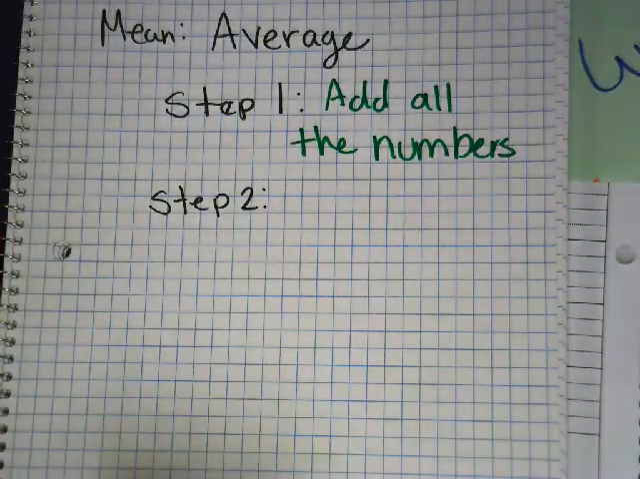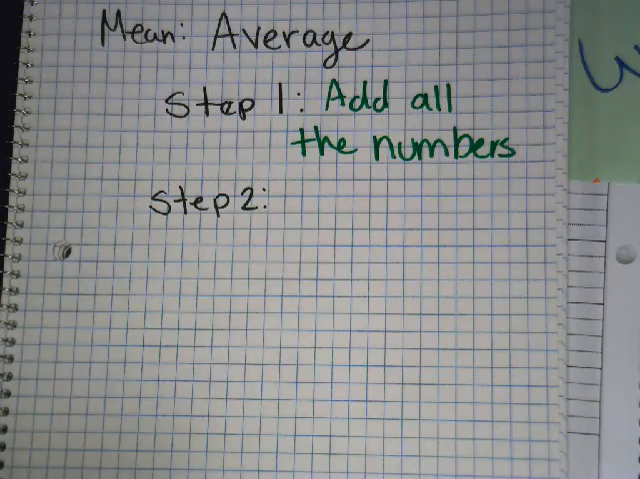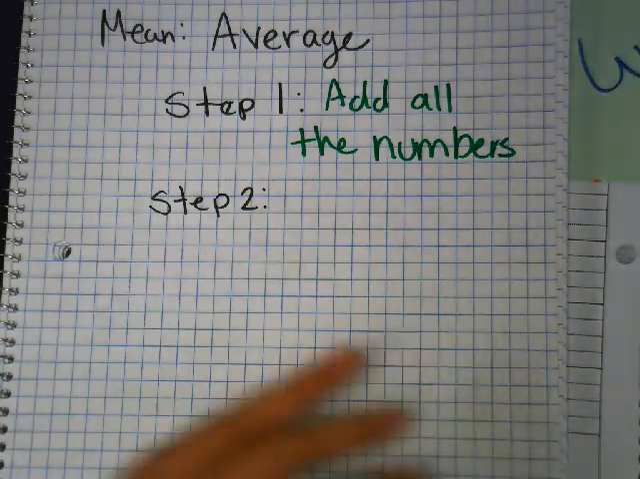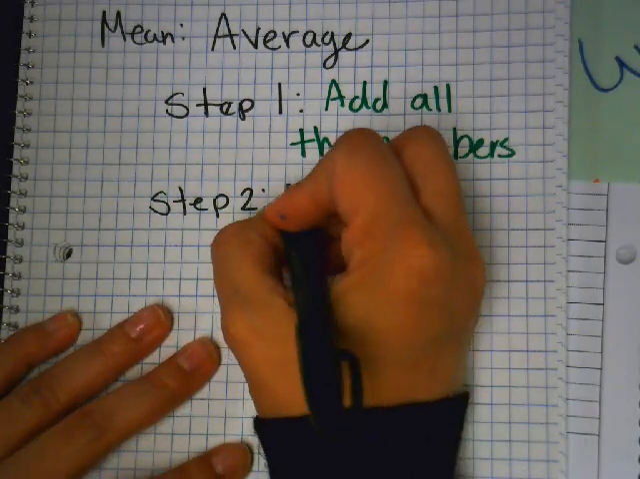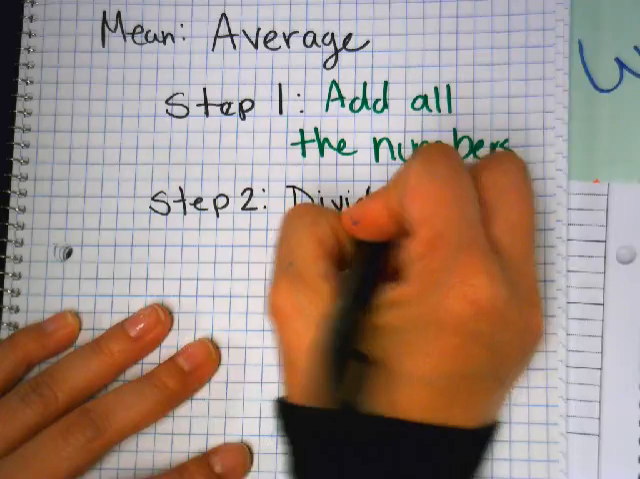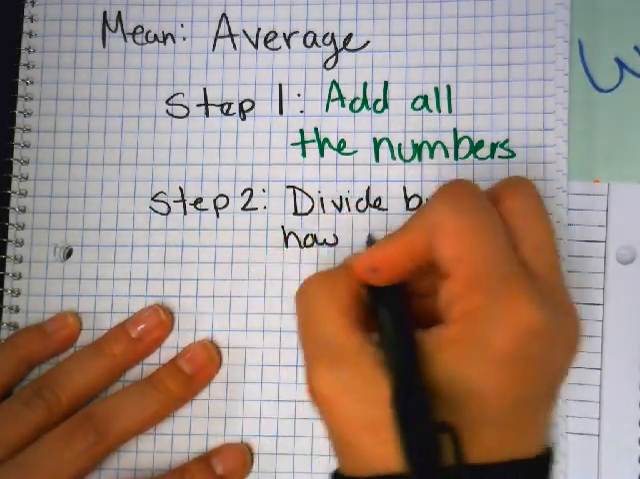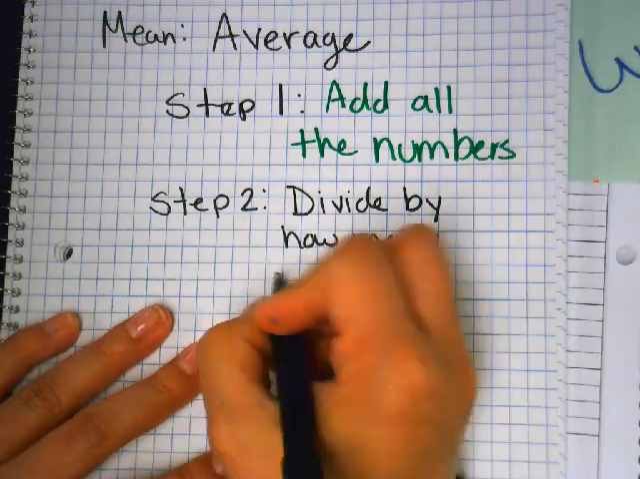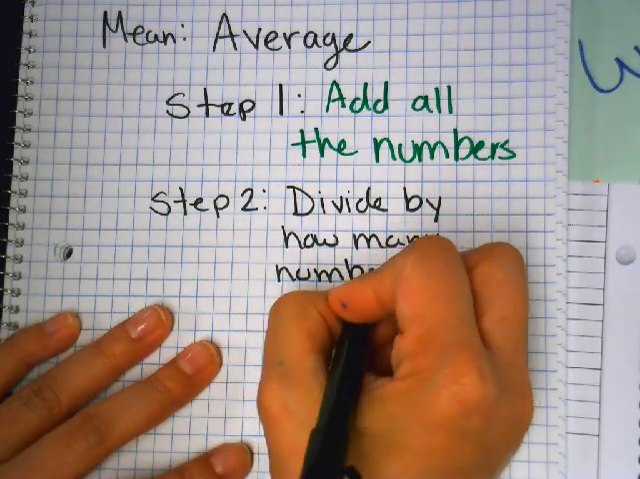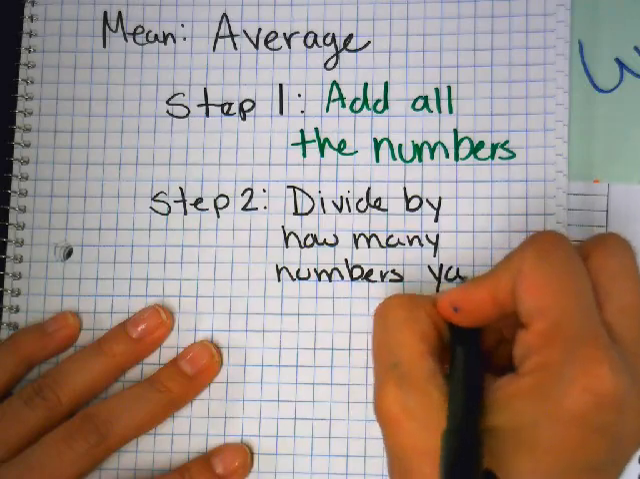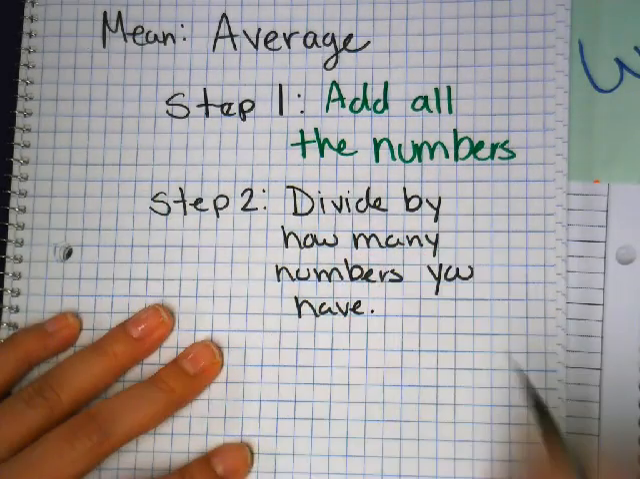Now, what is step 2? Divide by what? Always 3? Always 2? Yeah. Step 2. Divide by how many numbers you have. How many numbers you have.